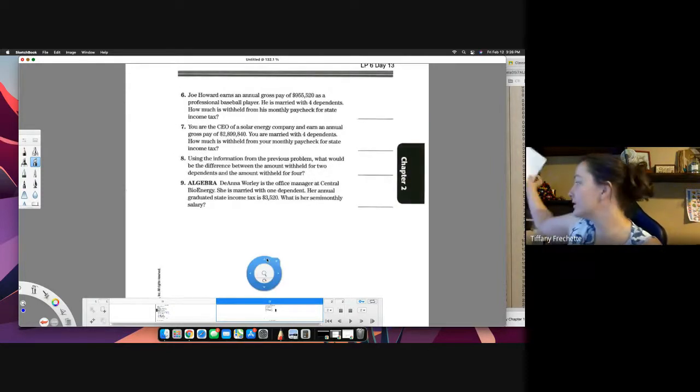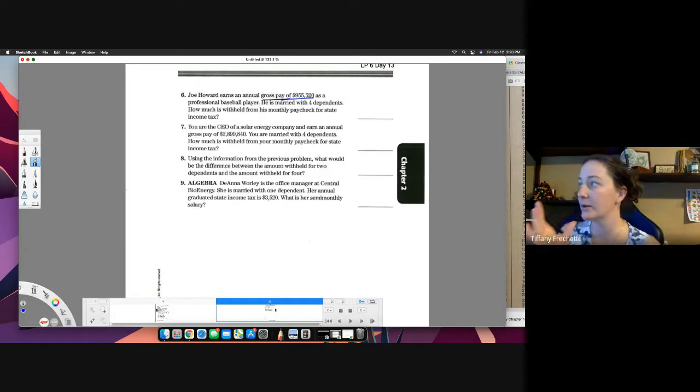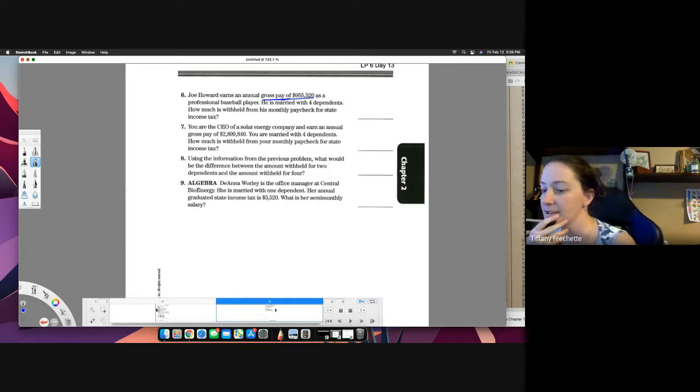So we have same thing. Nothing really is changing at all on these pages. So we're doing the same thing. They're giving us a gross pay. We're going to go through, subtract our allowances, and then calculate the graduated pieces of our state income tax.